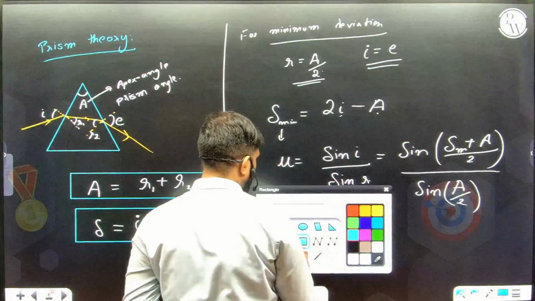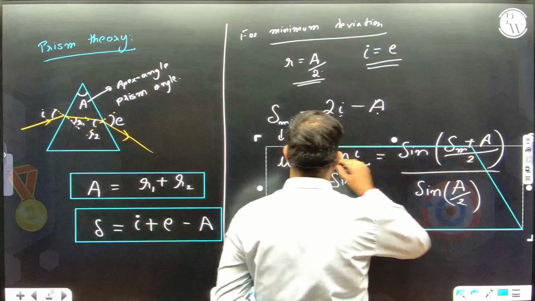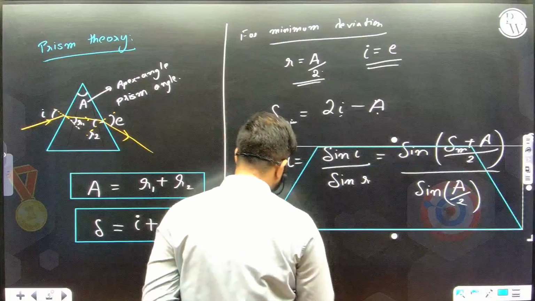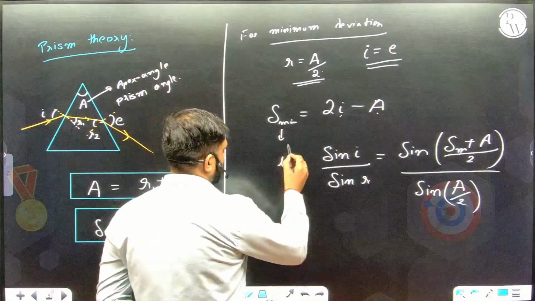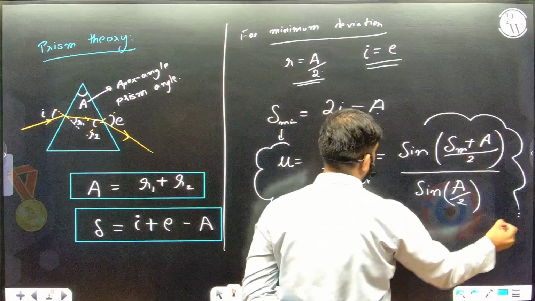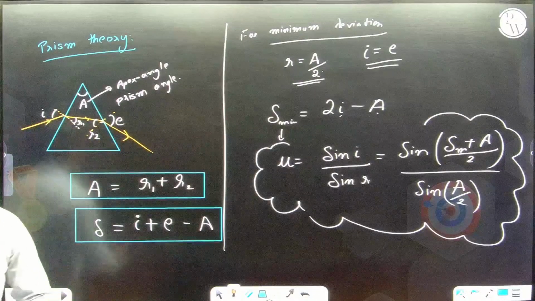Let's take another kind of figure. No, let's leave it. Alright, so this is our formula for the minimum deviation. Okay. This was about your prism.